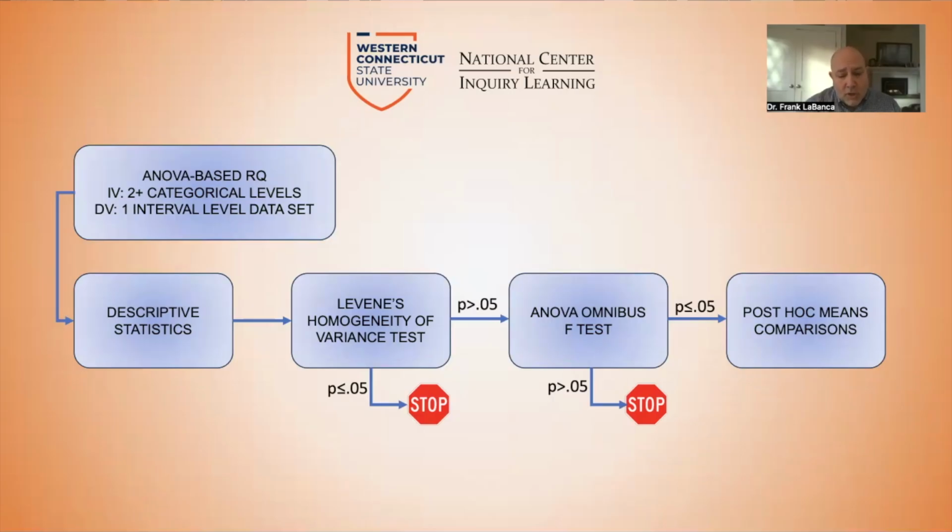This is a flowchart that depicts the process of ANOVA analysis, depending on what happens in the results of the tests. It assumes an ANOVA-based research question where there are two or more categorical levels on the independent variable, and for the dependent variable, there is one interval level data set. The first thing we always do is the descriptive statistics, and then we test for Levene's homogeneity of variance to see if error variances are similar or different.